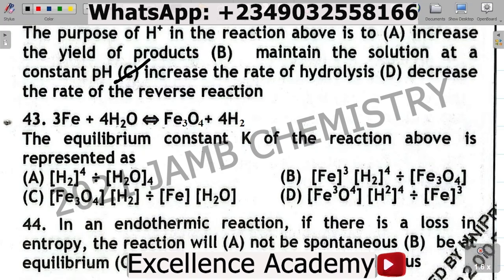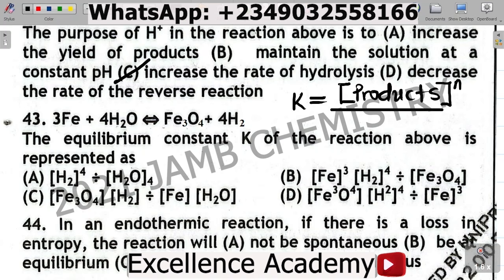Now for this question, you want to recall that equilibrium constant K is equal to the concentration of products, right? Just a reminder, concentration of products raised to power n, where n here is simply the number of moles of each product, divided by the concentration of reactants raised to power m, where m is the number of moles of the reactants. Now with this, let's try to answer this question.